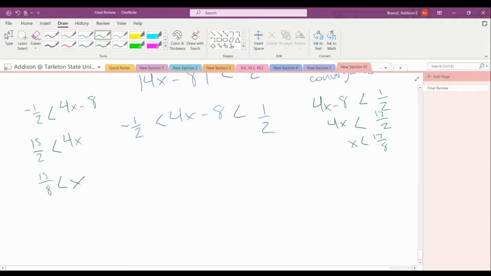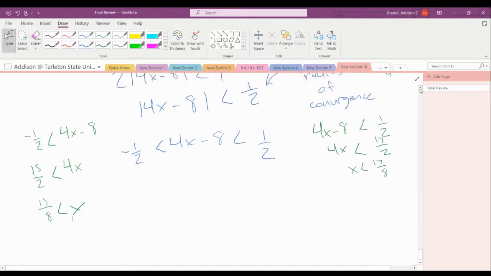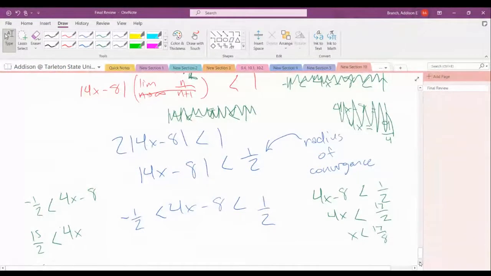So we're almost done. The last thing we have to do is check our endpoints. What we're going to do is plug our endpoints back into our original power series and see if it still converges.